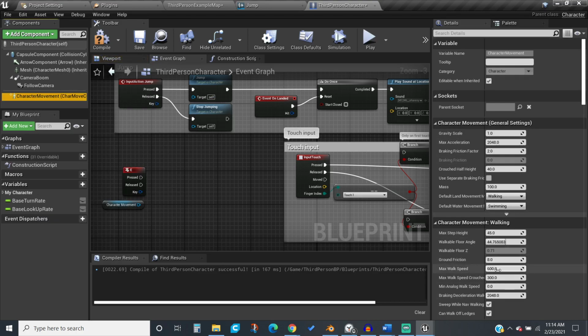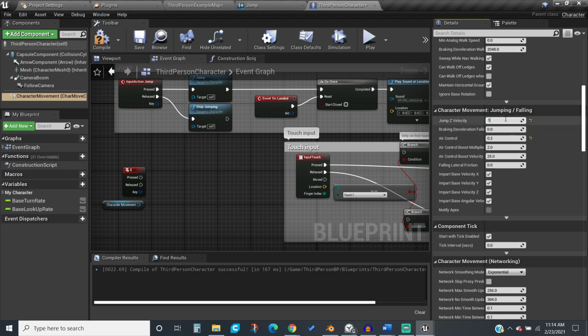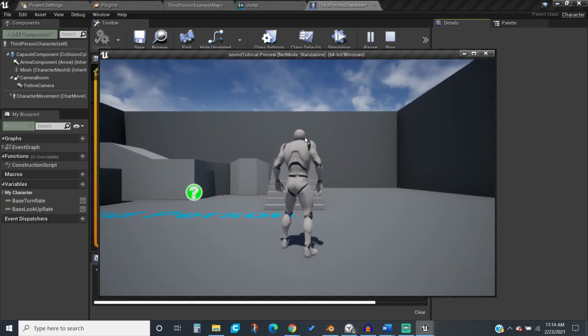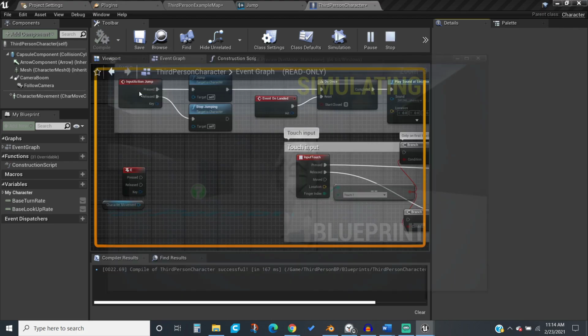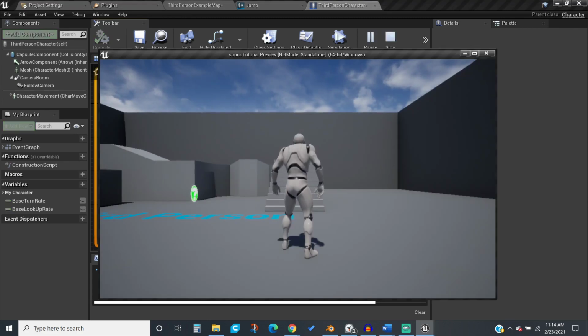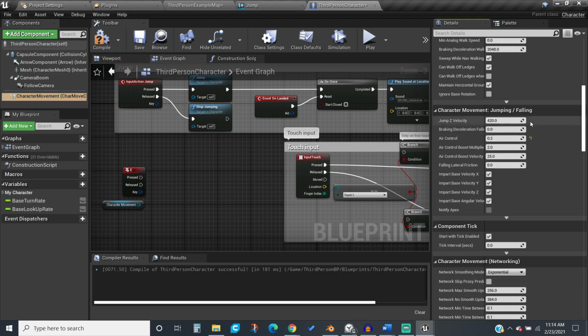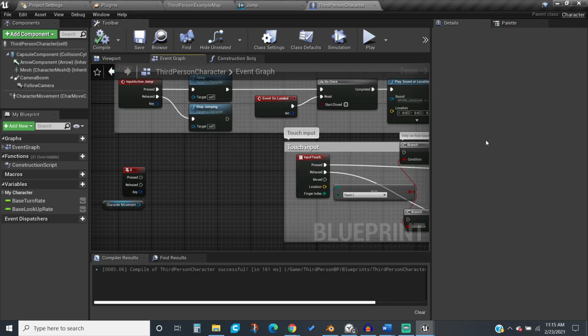If I make this bigger, to 1,000, we can jump higher. And sorry, I didn't compile it. 1,000. Compile. You can jump higher. Okay. So the default for the third-person character is 600.